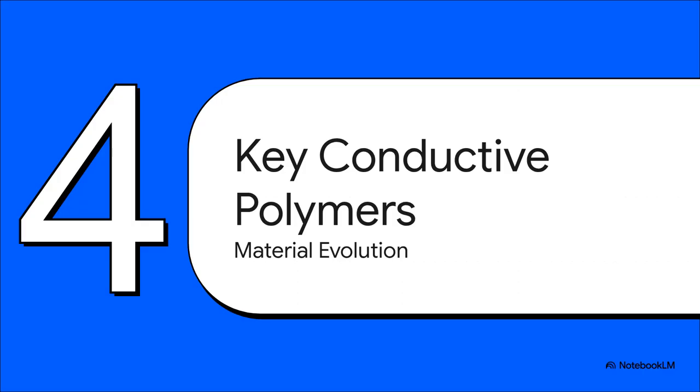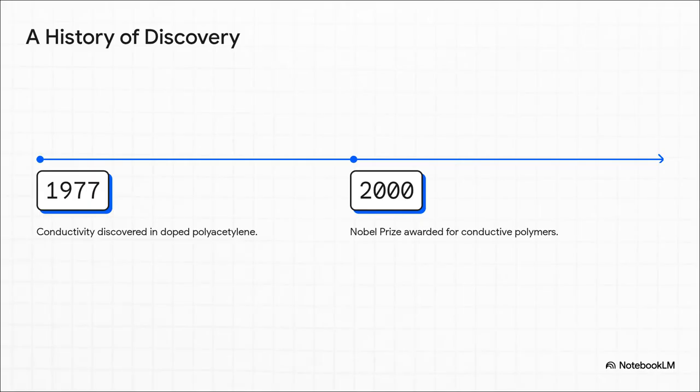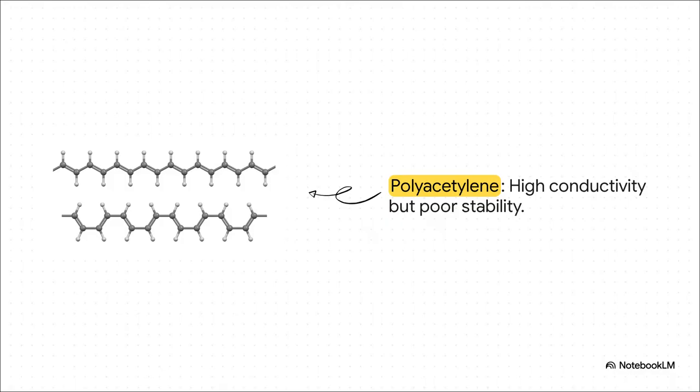Section 4, Key Conductive Polymers, Material Evolution. Let's look at how these materials have evolved over time. This entire field was completely revolutionized back in 1977 when scientists discovered high conductivity in chemically doped polyacetylene. It was an absolutely astonishing academic breakthrough, and it ultimately earned the researchers the Nobel Prize in Chemistry in the year 2000.